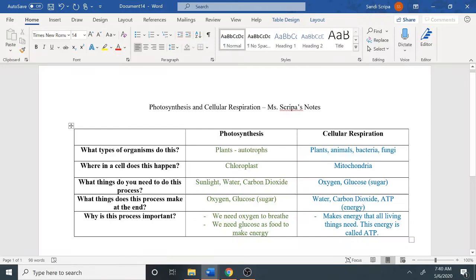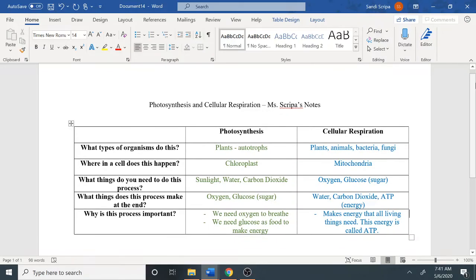All right, so both of these processes are really, really important. And life on Earth would not be able to exist if there was only one. We need both if life is going to stay alive. All right, but I hope that helps you guys break it down a little bit.